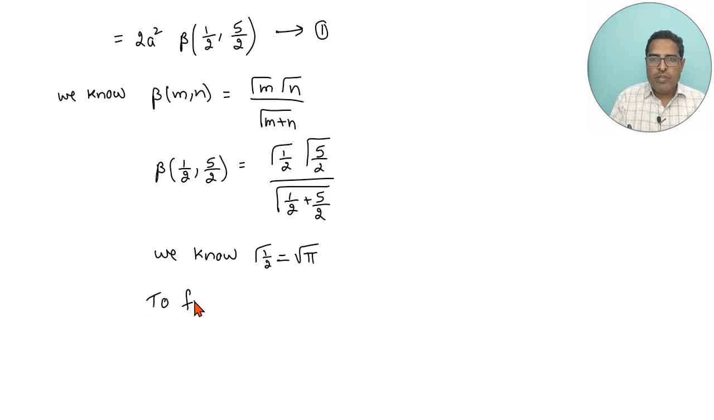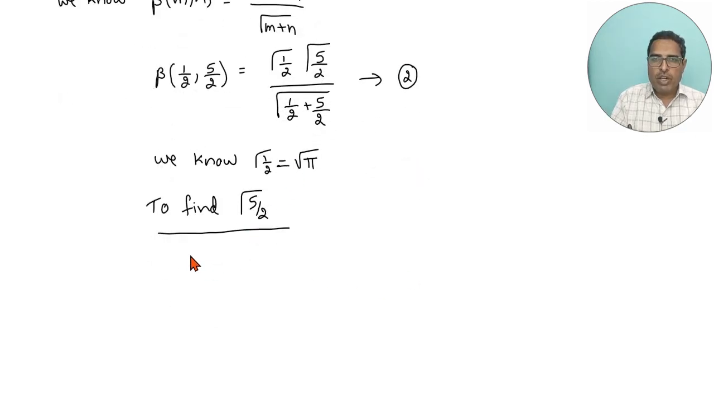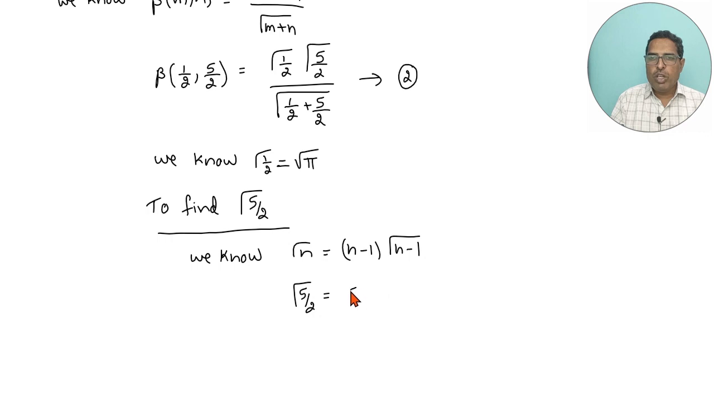So to find gamma of 5 by 2, let us try to find out this one. Let me take this as equation number 2. I will come back to this equation. To find out this gamma of 5 by 2, we will use this formula, gamma of n is equal to n minus 1 into gamma of n minus 1. Now if you take n equal to 5 by 2, gamma of 5 by 2 will be equal to 5 by 2 minus 1 into gamma of 5 by 2 minus 1. So 5 by 2 minus 1 will be 3 by 2 into gamma of 3 by 2.